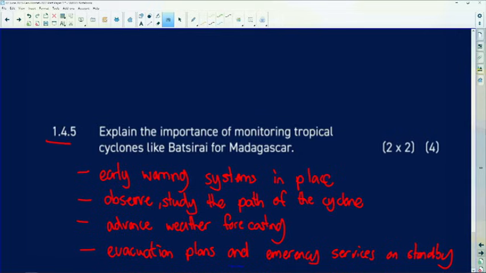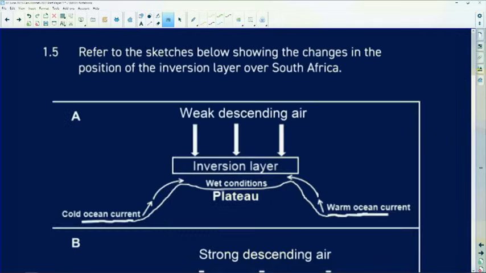Now, if we quickly move to our next question, question 1.5: refer to the sketches below showing the changes in the position of the inversion layer of South Africa. Very interesting over here. What we're dealing with over here, grade 12s. Let's have a look at our diagrams.